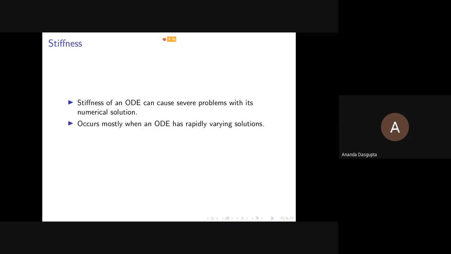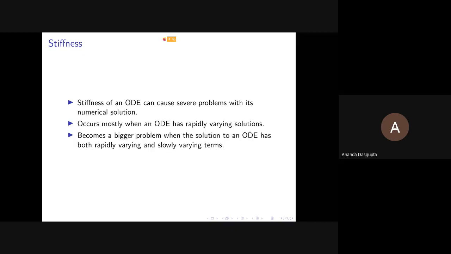So what we are going to do is analyze what happens for the simplest of them all, that is the Euler algorithm. It should take you a bit of thought to convince yourselves that the same problem will plague the other methods we have been talking about so far. So let us see an example of that. And first, what exactly is this? This occurs mostly when ODEs have rapidly varying solutions. So small changes in the time, small changes in the initial condition can cause huge problems.